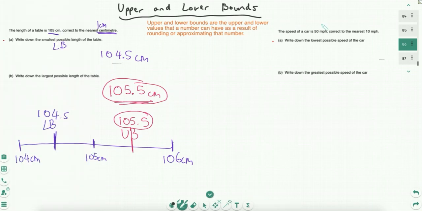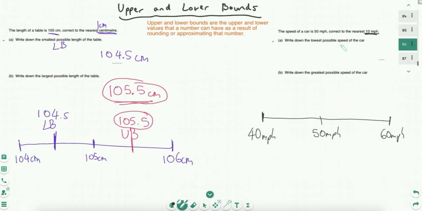The speed of a car is 50 miles per hour, correct to the nearest 10 miles per hour. So we're guessing the speed of the car is 50 miles per hour, and we're asked to find the lowest and greatest possible speed. Well, we can see that 50 miles per hour is correct to the nearest 10 miles per hour. So we're going to add and subtract 10 miles per hour on both sides. 50 plus 10 is 60 miles per hour, and 50 minus 10 is 40 miles per hour.